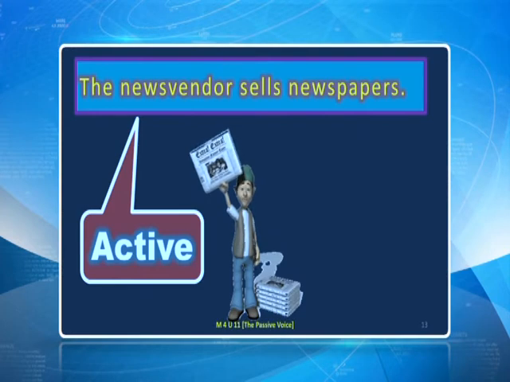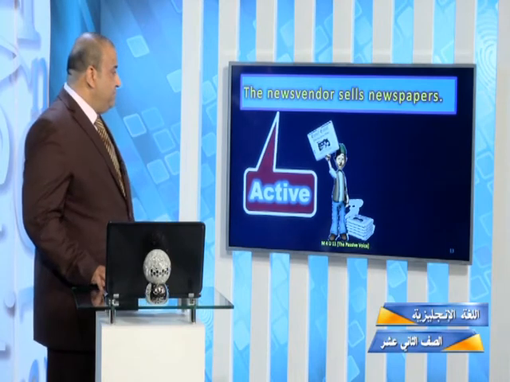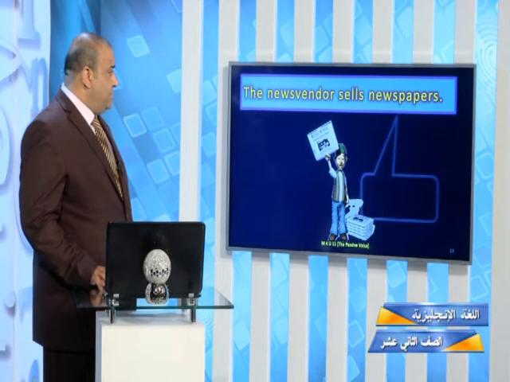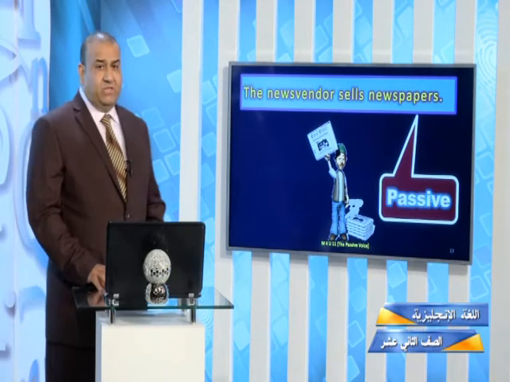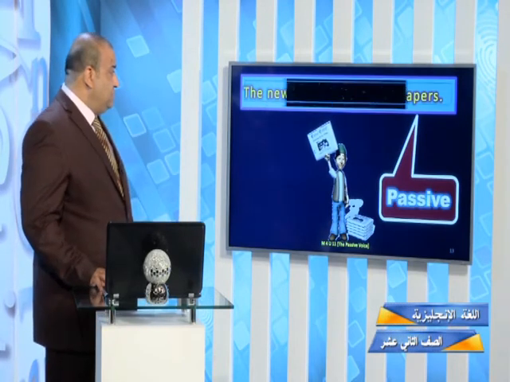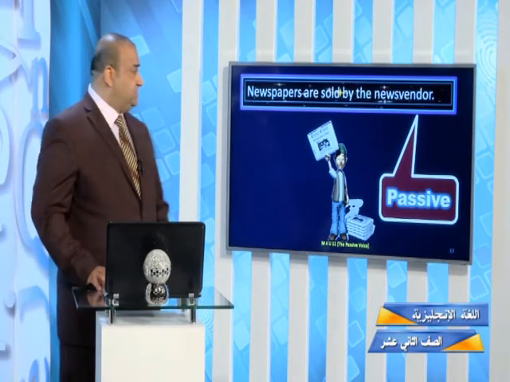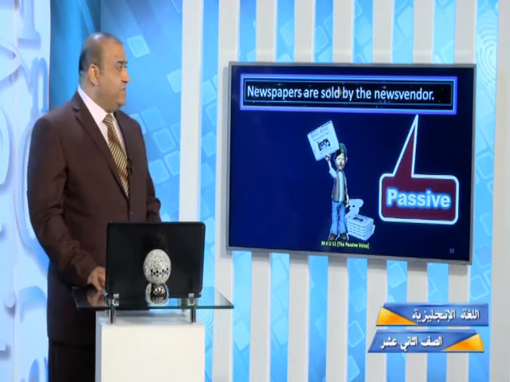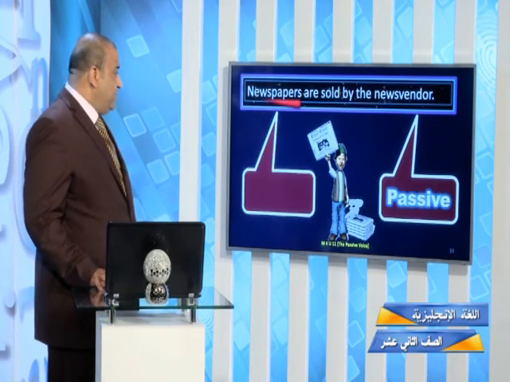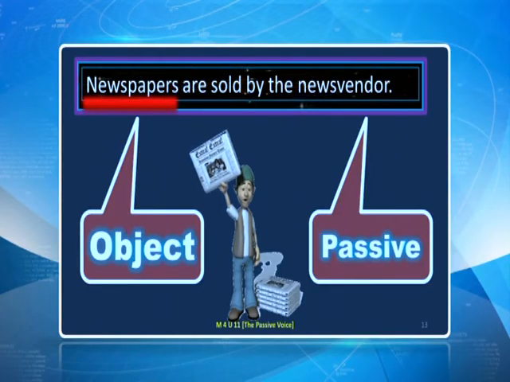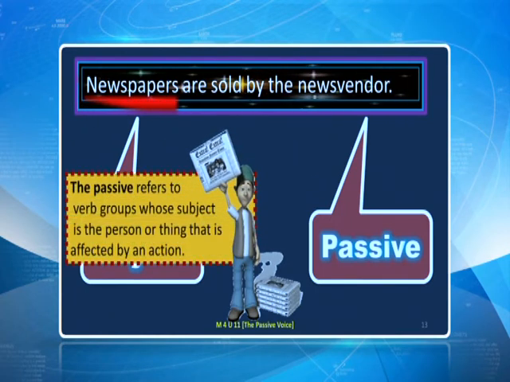Now let's go back to our original sentence. The news vendor sells newspapers. As we have already said, this is an active sentence, right? Now, if you want to put this sentence into passive voice, you have to provide something like this: Newspapers are sold by the news vendor. As you can see here, the sentence starts with the object of the original active sentence. So the passive refers to verb groups whose subject is the person or thing that is affected by an action.